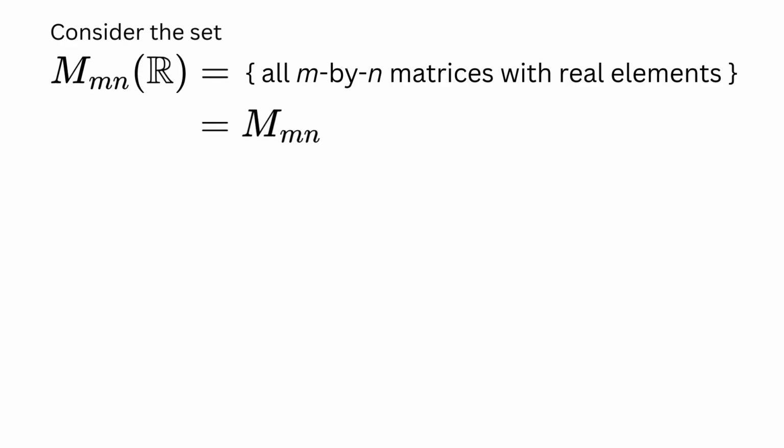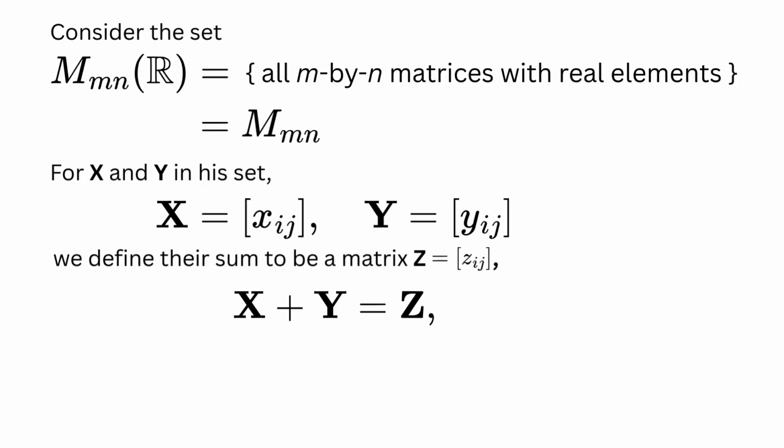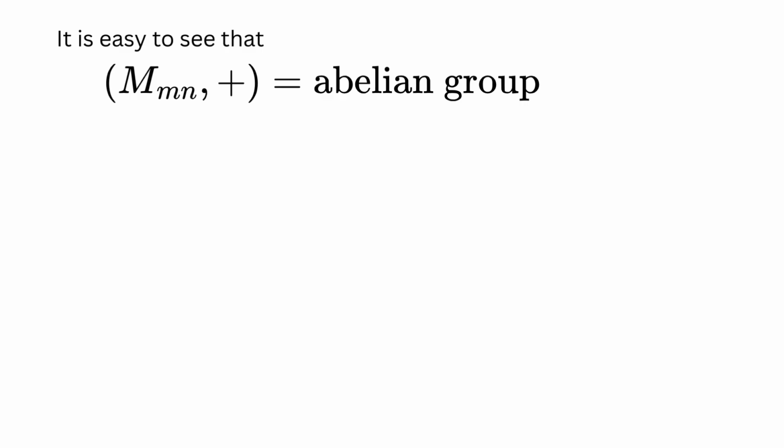In this set, we define the addition of two matrices X and Y to be a matrix Z whose elements are the addition of the corresponding elements of the two matrices X and Y. Notice that we have abused the notation by using the standard plus sign to indicate the matrix addition. It is easy to see that Mmn, equipped with the addition of matrices, is an abelian group.